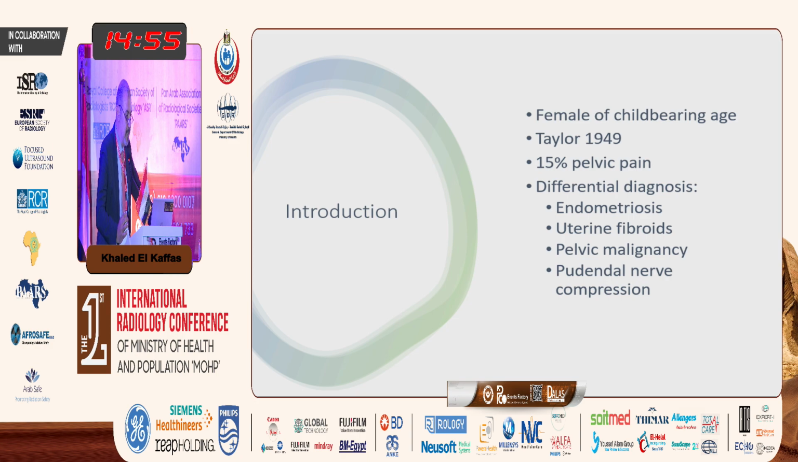It affects females of childbearing age. It was first described by Taylor in 1949. Most of the patients suffer from pelvic pain, about 15% of patients. It has different differential diagnoses such as endometriosis, uterine fibroids, pelvic malignancy, and pudendal nerve compression.